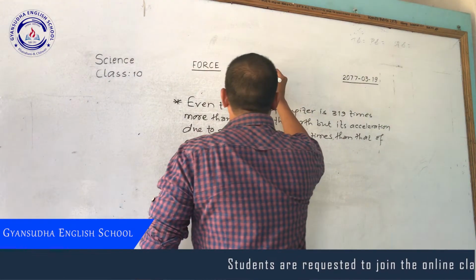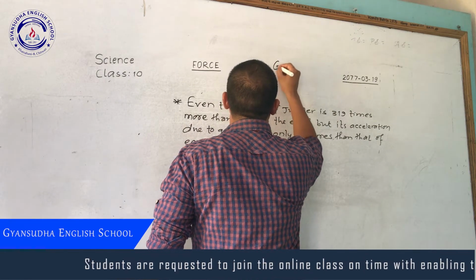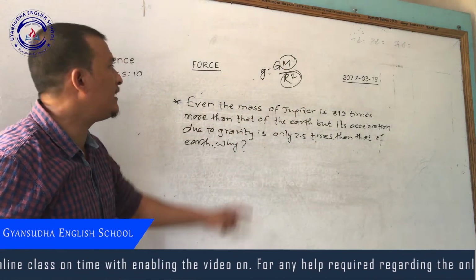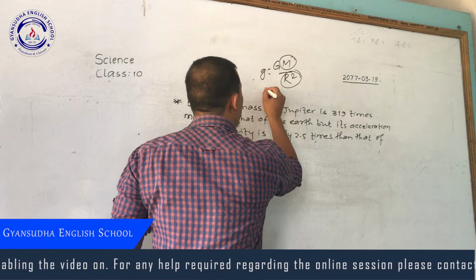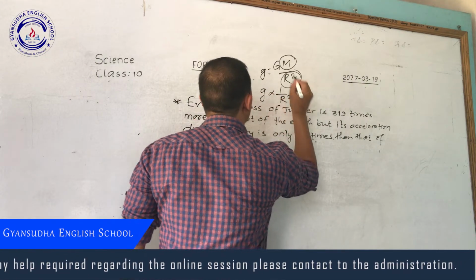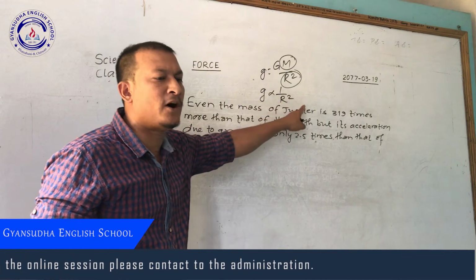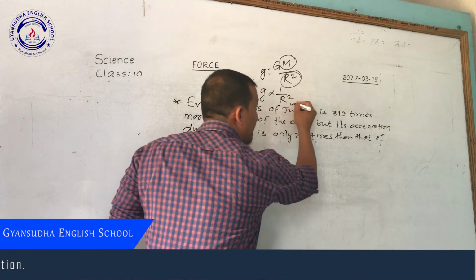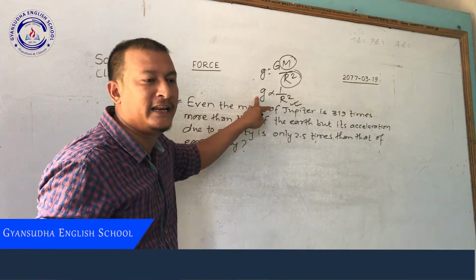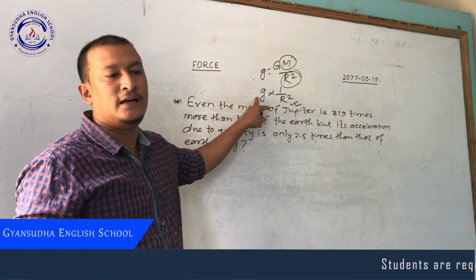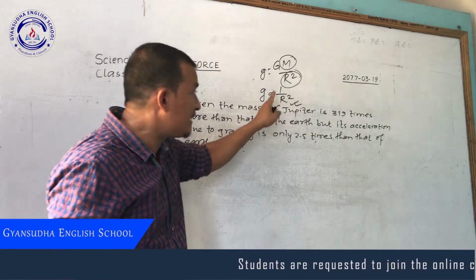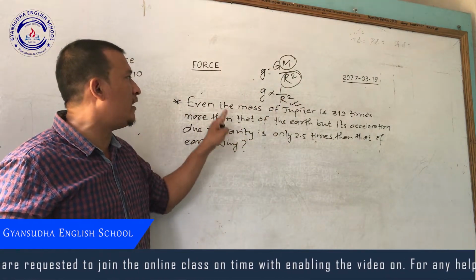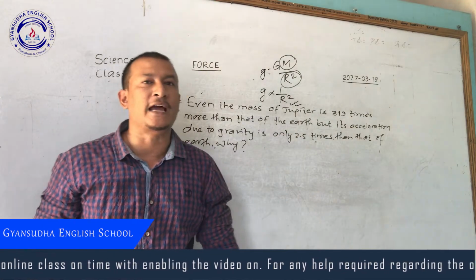You know that acceleration due to gravity depends on the mass of the heavenly body and the radius of the heavenly body. We had proved the formula. Acceleration due to gravity is inversely proportional to the square of the radius, isn't it? That means the bigger the radius, the less will be the acceleration due to gravity, and vice versa. Do you understand that? So it is the main factor that causes the value of g of Jupiter to be only 2.5 times that of the Earth.